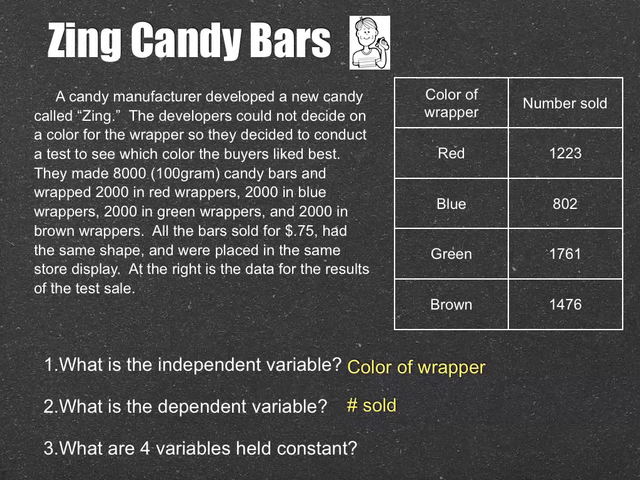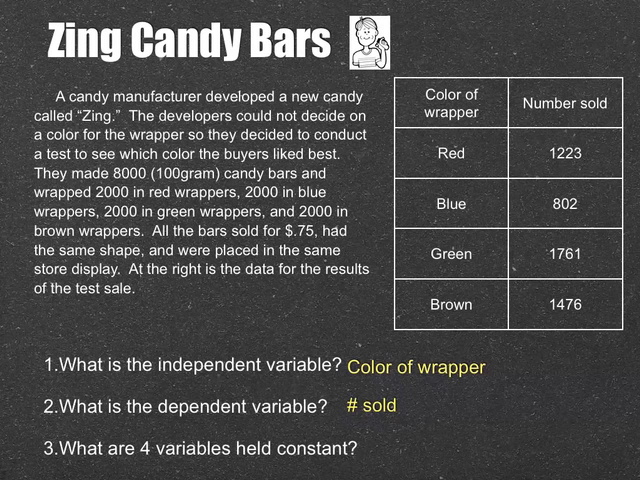Okay. So the independent variable is the one thing that's different. The dependent variable is the data you're collecting. And then we have the variables held constant. These are the things that don't change, the things you try to keep the same. What are some examples in this experiment of some variables held constant? Olivia, give me one. They were sold for 75 cents. They all were sold for 75 cents.